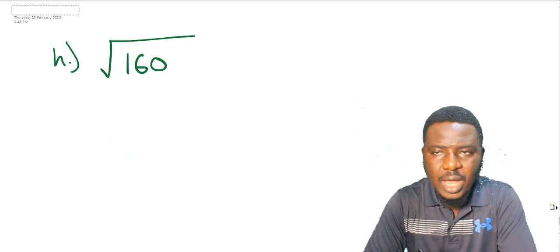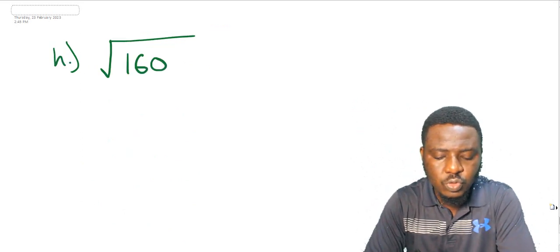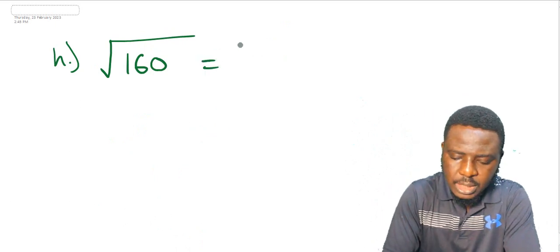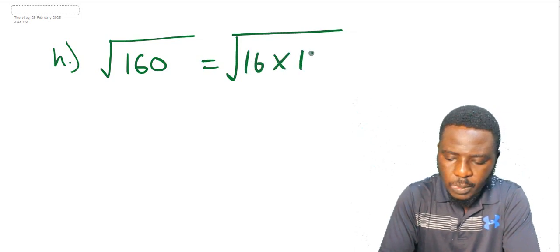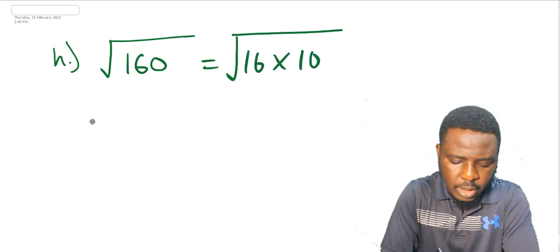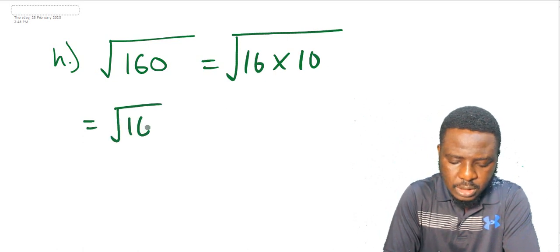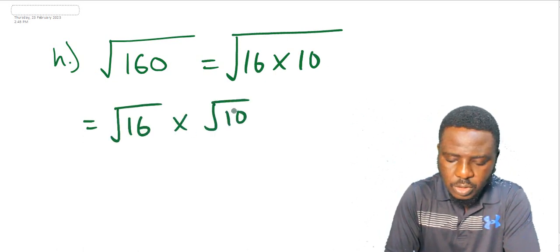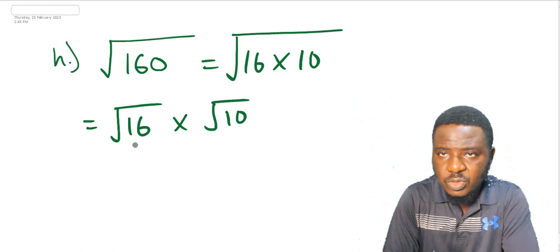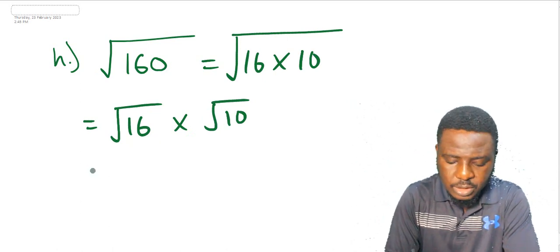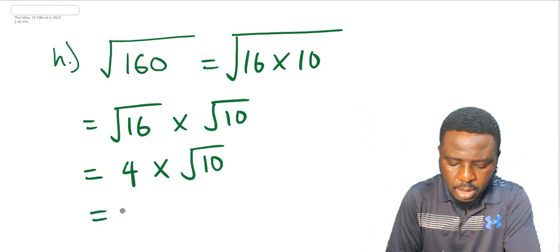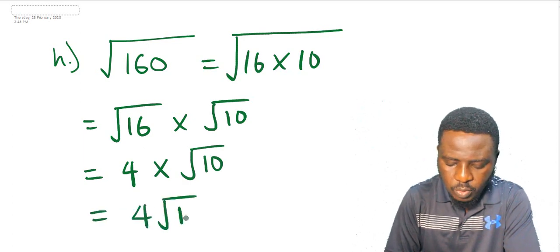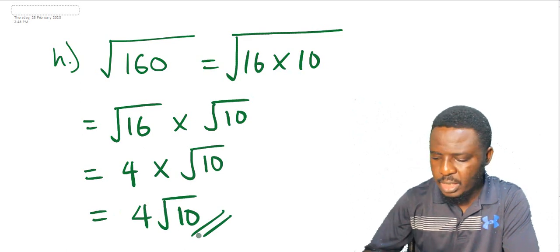H, we're asked to reduce root 160, and this can simply be given as root 16 times 10. So this becomes root 16 times root 10, for 16 is a perfect square, while root 10 is not. This becomes square root of 16 is 4 times root 10 is an irrational number, and this gives us 4 root 10 as our answer.